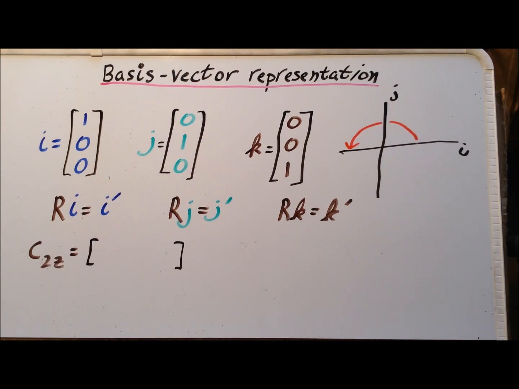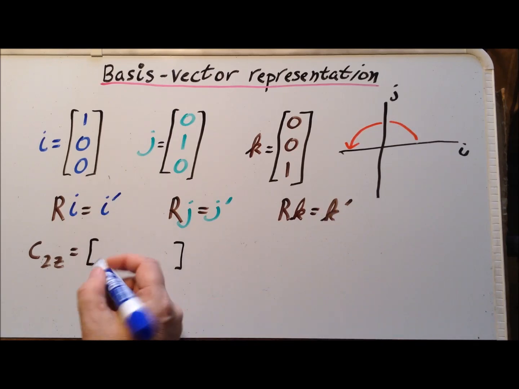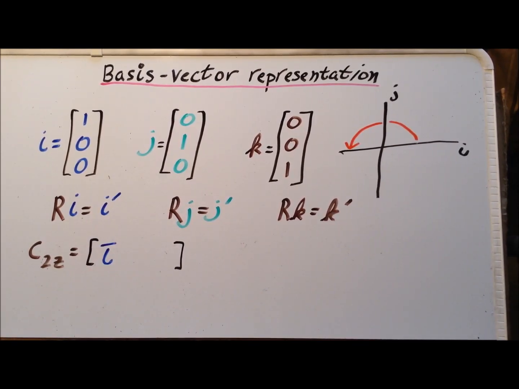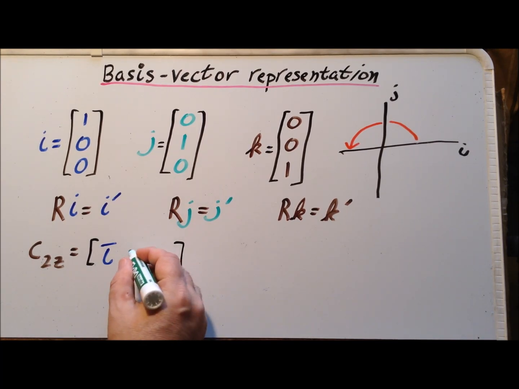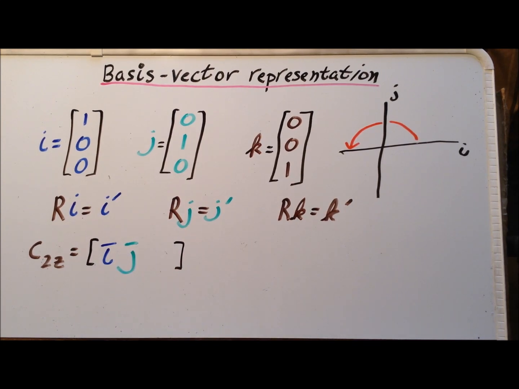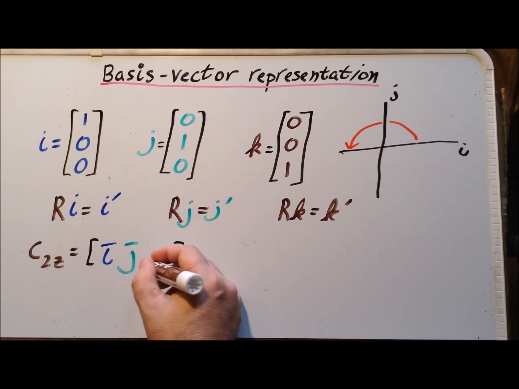For our next example, now let's look for a C2 about the z-axis. So this is a 180-degree rotation. And we notice that i gets transformed into minus i, j gets transformed into minus j, and k is left unaffected. Therefore, since i goes to minus i, our first column vector is going to be the minus i vector. We know that j gets transformed into minus j, so our second column is going to be the minus j vector. And since it's rotating around the z-axis, the k vector is unaffected, so it just stays as k.